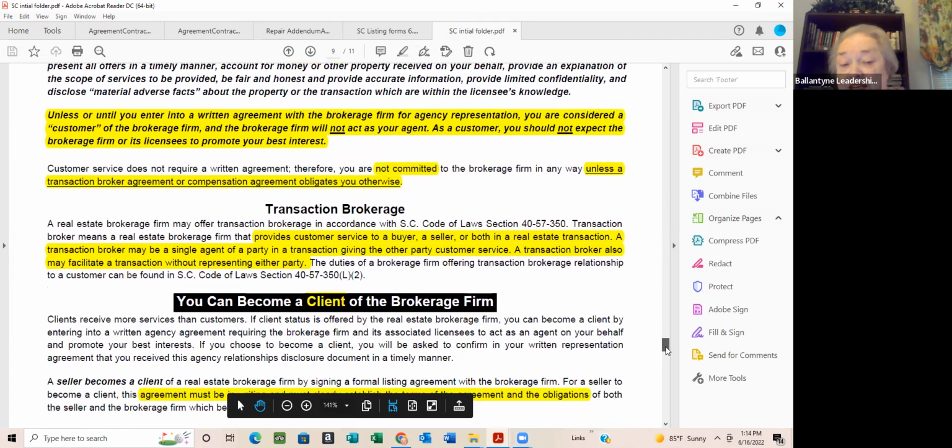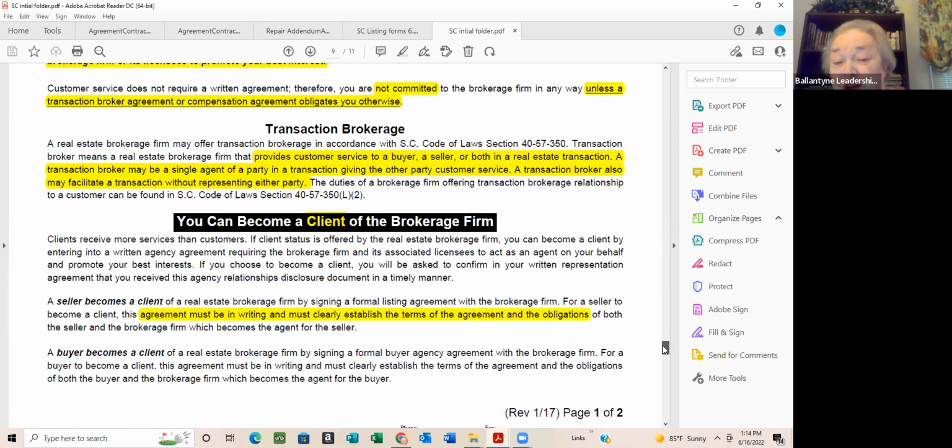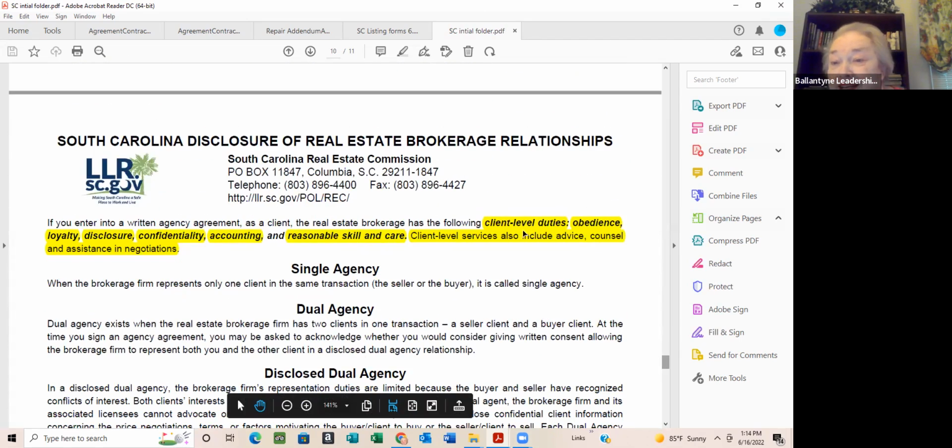Now, the next option is they can become a client. And if they become a client, they're going to have the fiduciary duties. You remember in pre-licensing the old car? Well, that's what you're going to show them on the top of page 2. These are the client level services or duties: the obedience, the loyalty, the disclosure, confidentiality, accounting, and reasonable skill and care. These are the duties that you will offer them if they choose to be a client.